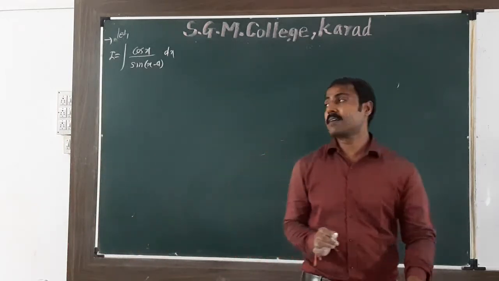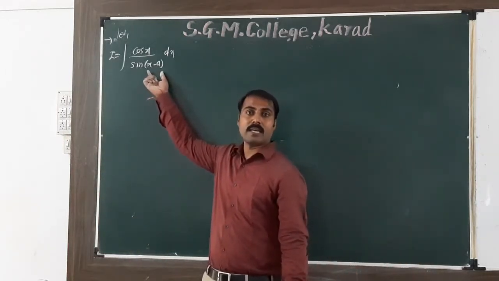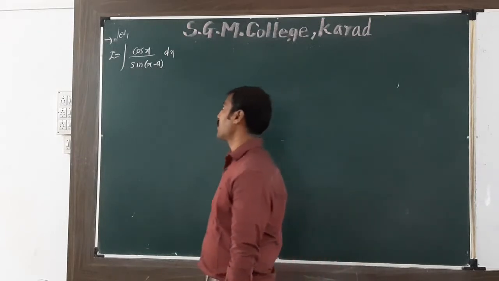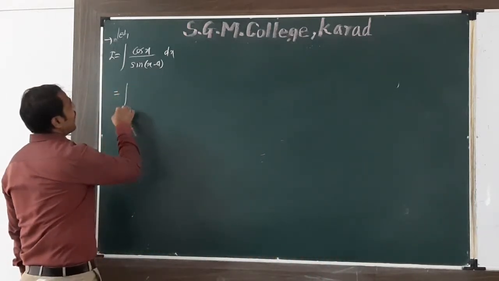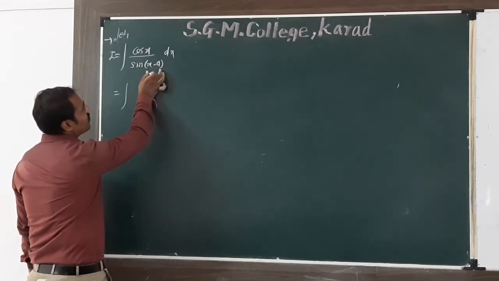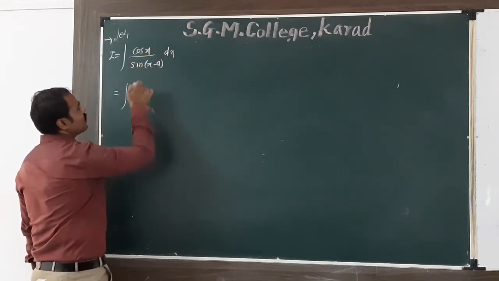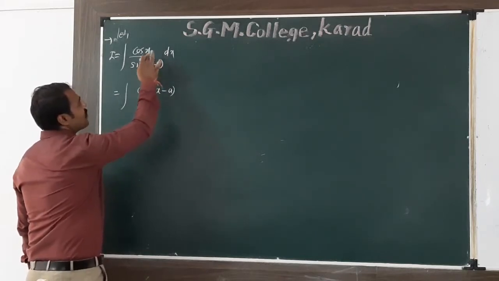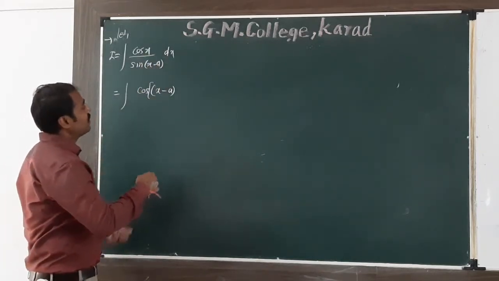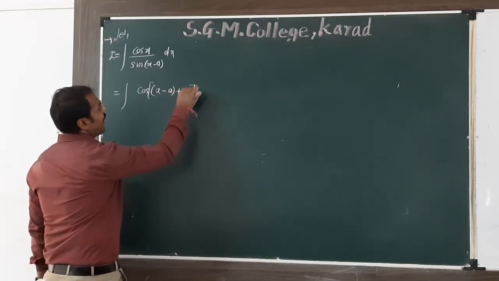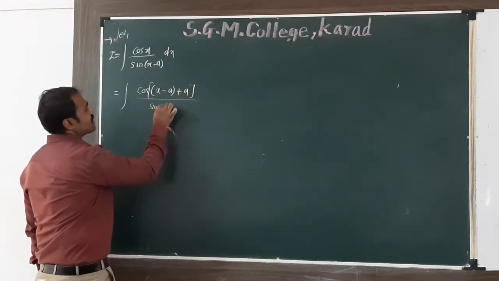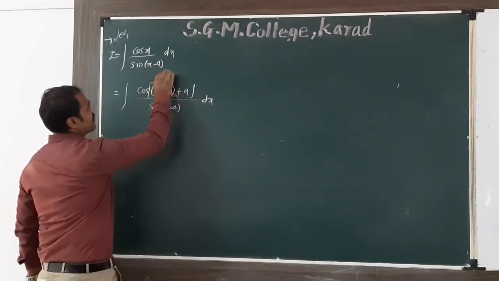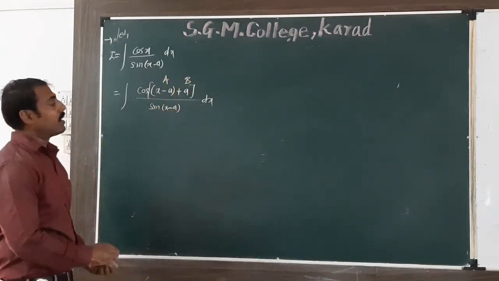Remember, when the angle is like x minus a, x minus b, a minus b, a plus b, then we adjust the angle of the denominator in the numerator. Okay, so here I can adjust the angle of the denominator. Angle of denominator is what here? X minus a. I can adjust it in the numerator. Okay, so it's cos of x minus a. But there is only the term of x, means we subtract a here. Okay, for maintaining equality, we add a divided by sin of x minus a, denominator as it is. Okay, now consider that first angle x minus a as a and second angle as b.